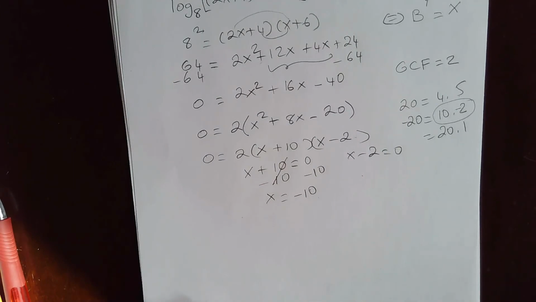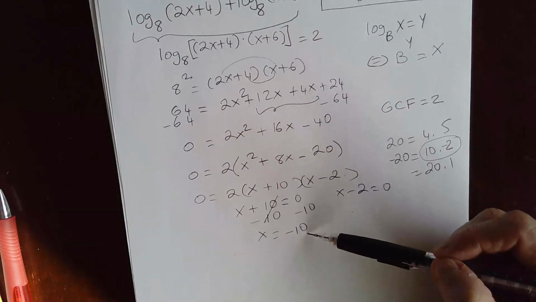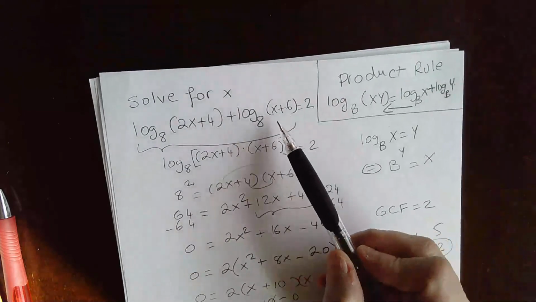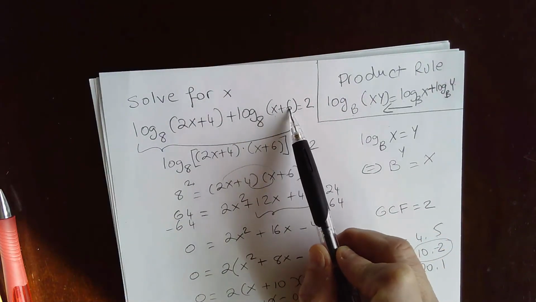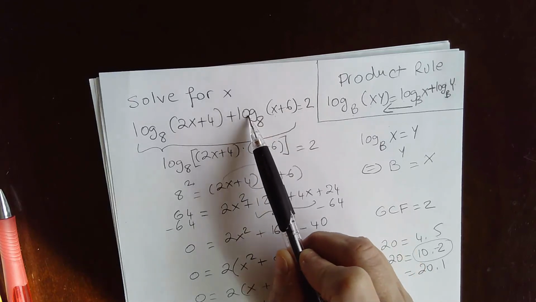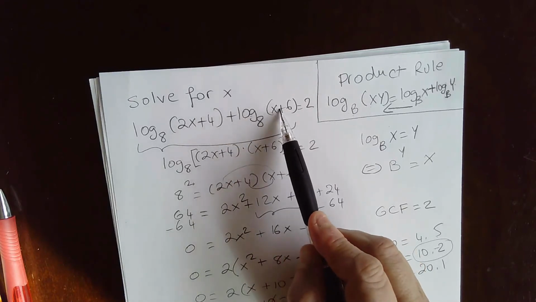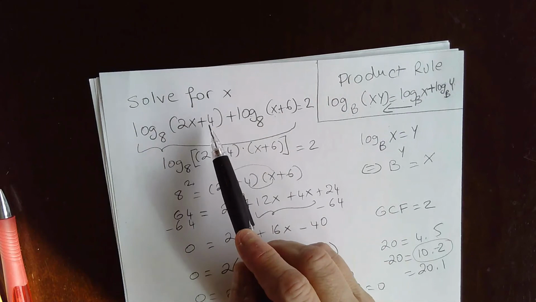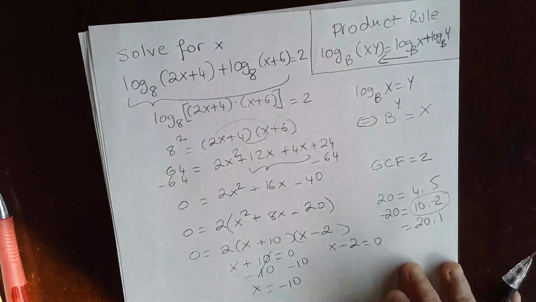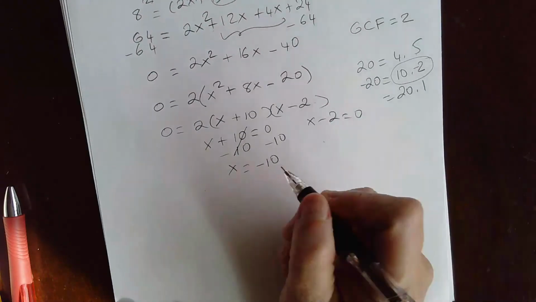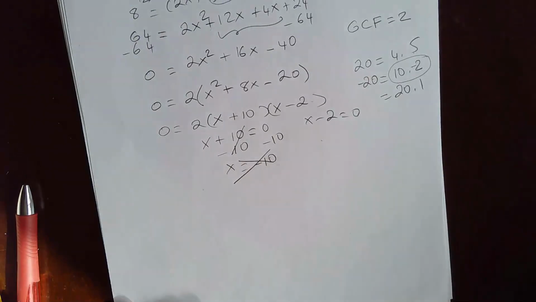Now remember, we cannot take the log of a negative number. If we plug in negative 10 in the equation, what are we going to have? Negative 10 plus 6 will give me negative 4. We cannot take the log of a negative number. Okay, so it's not a possibility. And it won't work for this one either. As long as it doesn't work for one, you have to eliminate the solution. So this is not a possible answer.